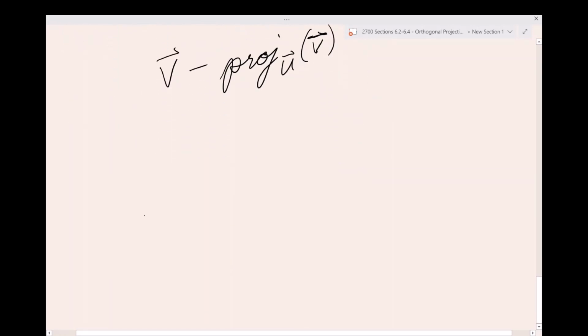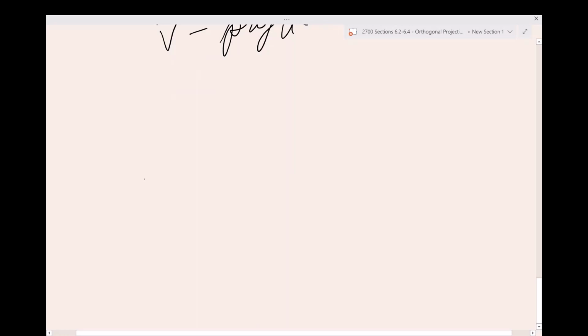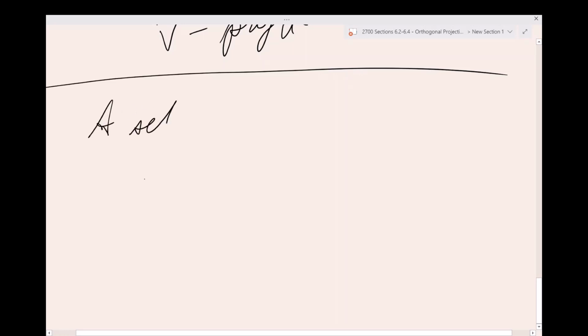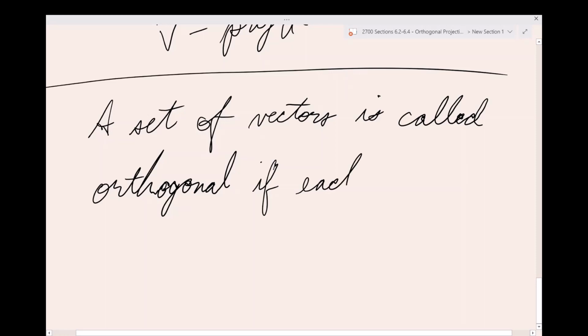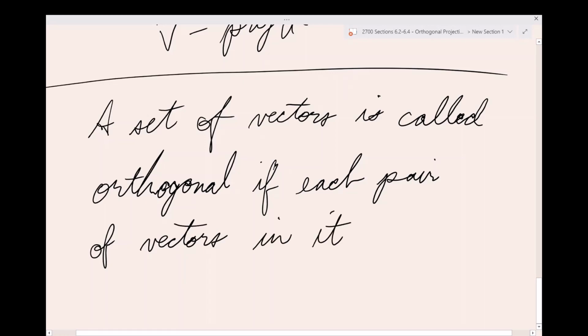But before we move on to that, I want to talk about what we mean when we talk about a set of vectors being orthogonal. So a set of vectors is called orthogonal if each pair of vectors in it are orthogonal.